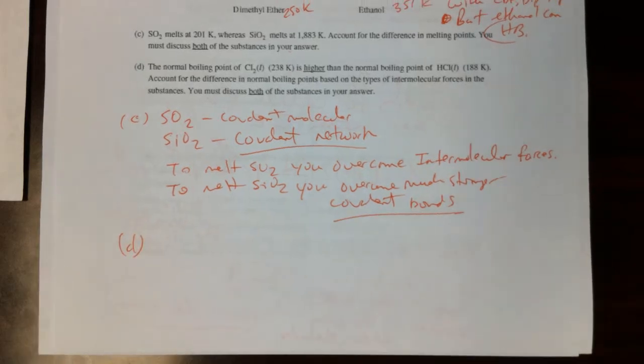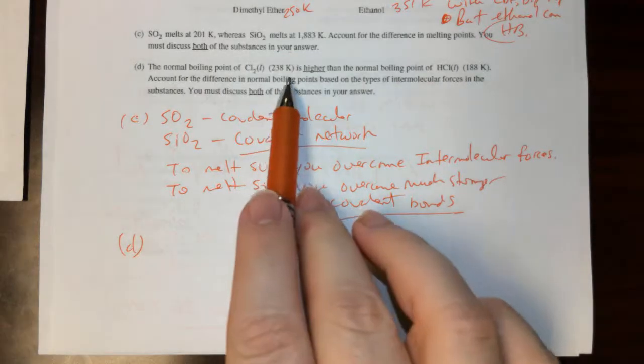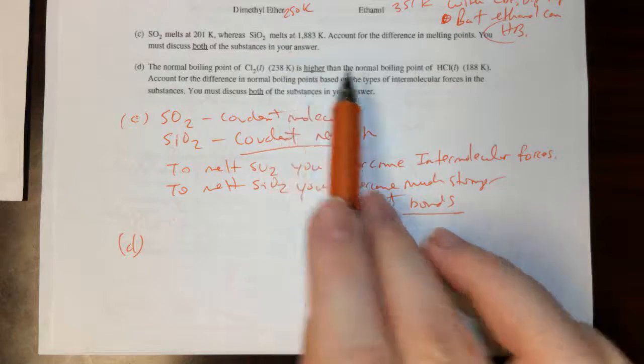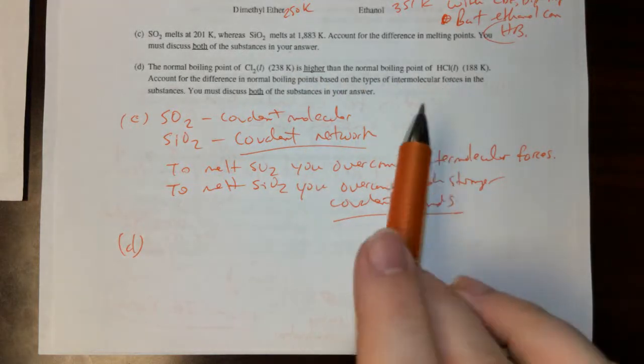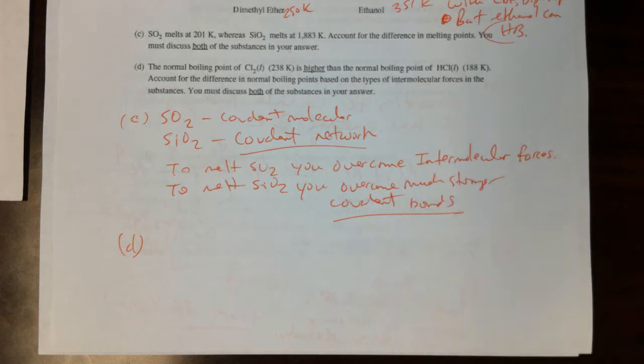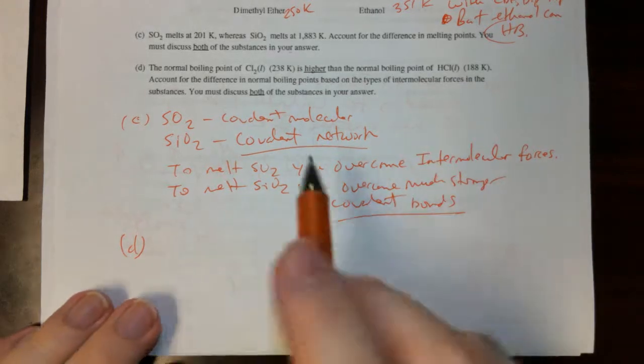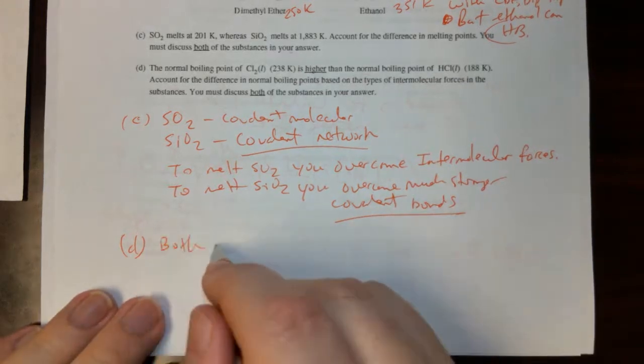And then D part, believe it or not, was even worse. The normal boiling point of chlorine is 238. Is higher than the normal boiling point of HCl. And then it says account for the differences. So both are covalent network.